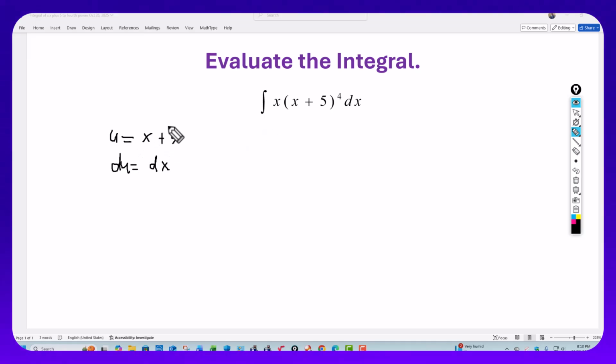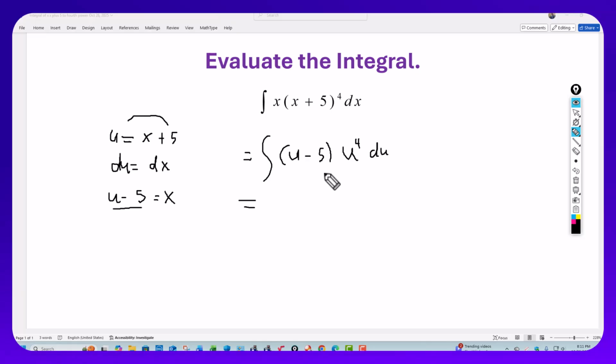So let's take this 5 over to this side. We get a minus 5 on the left side, and on the right side we get x. So now the x can be replaced by u minus 5. X plus 5 is u, and that's taken to the fourth power. dx is replaced by du.